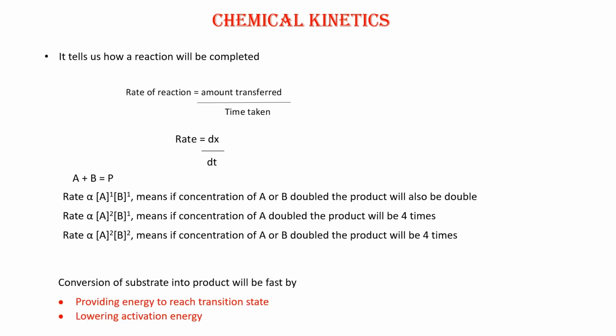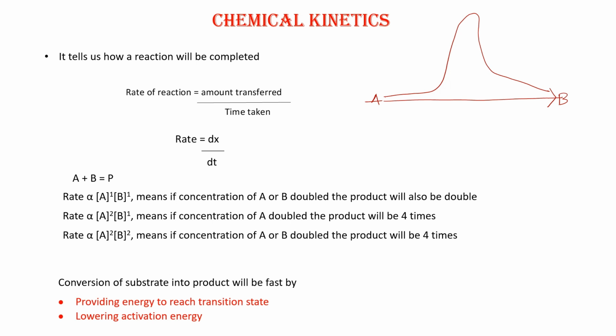So to convert a substrate into a product, if we want this process to be fast enough, either we have to provide energy to reach the transition state or we have to lower the activation energy. Let's understand this with a simple example. Suppose there is a point A and a point B. A car is moving and it has to move from A and reach B. But the road is not straight. The road has a huge bump in between.